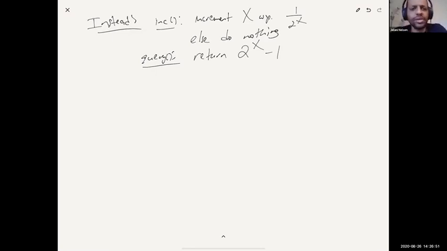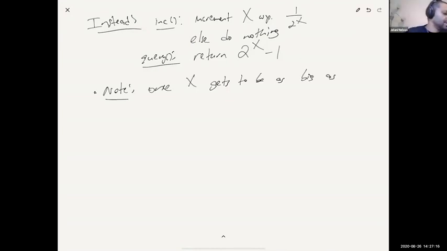Now, why is this a reasonable thing to try? First of all, before we talk about why this might work, what's the memory consumption? Well, let's look at it like this. Once x gets to be as big as, let's say, log of, is this a good number?